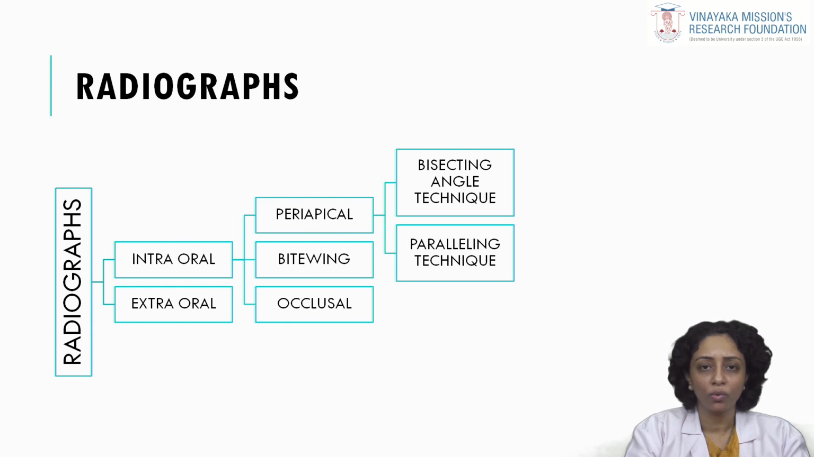In intraoral radiographs, we have the periapical view, the bite wing view, and the occlusal view. The periapical radiograph covers 3 to 4 millimeters below the apex of the root portion. For this periapical radiograph, we intend to use the technique called the bisecting angle technique.